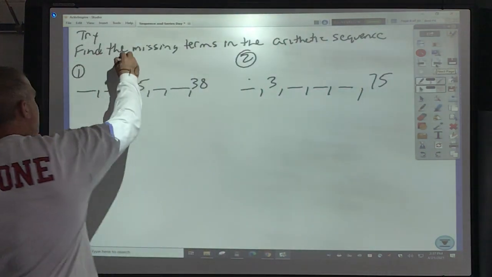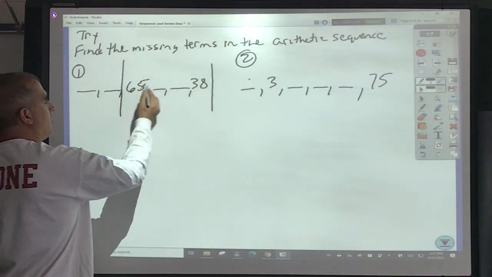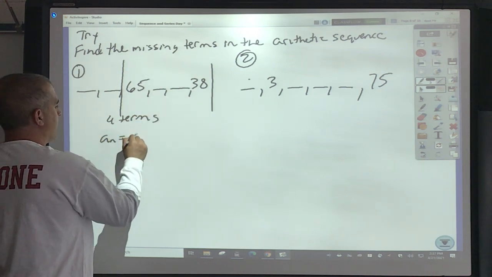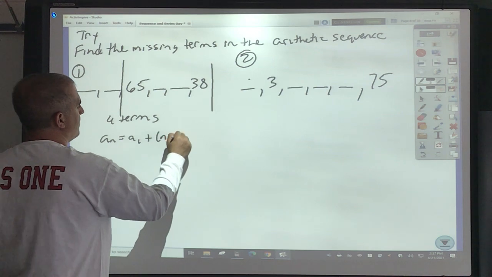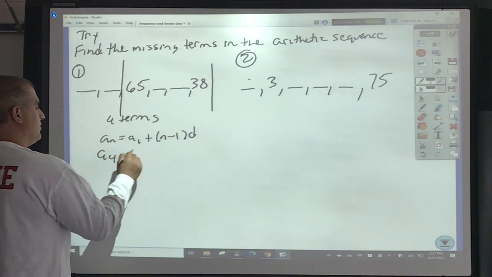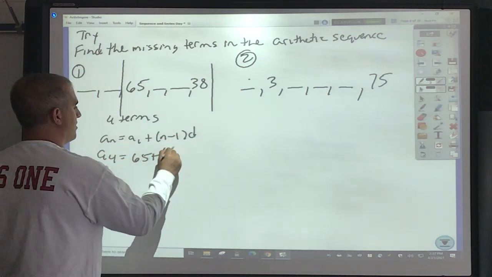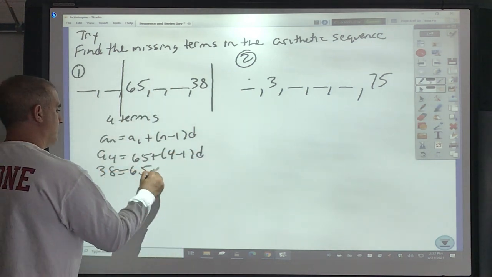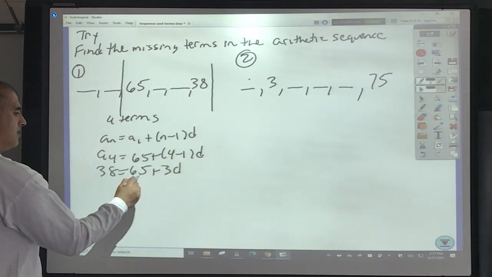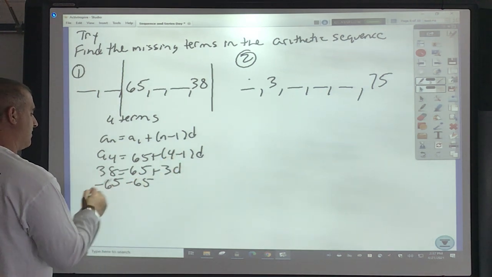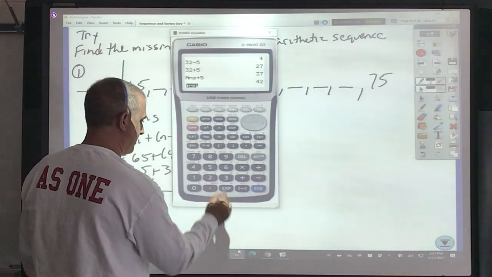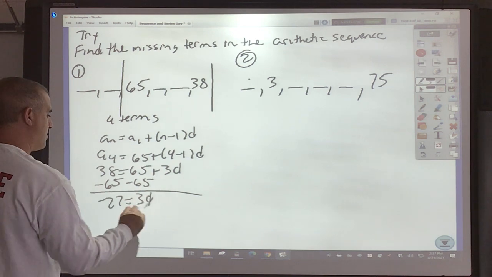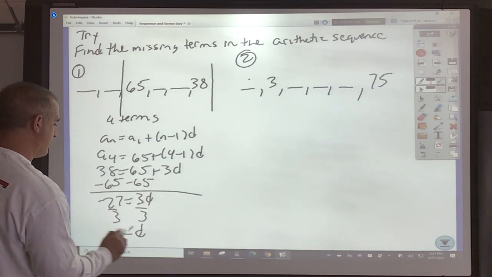All right, this one, I block off this. There's 1, 2, 3, 4 terms. Okay, so A_n equals A_1 plus (n - 1) times D. So I'm using 4 terms. My first is 65. My last term is 38. This is 3D, 4 minus 1. Subtract 65. 38 minus 65, I think, is negative 27. Divide by 3. Okay, I got a difference of negative 9.